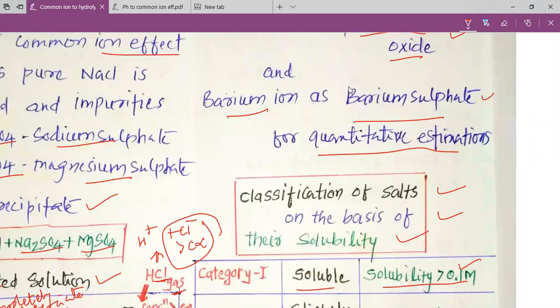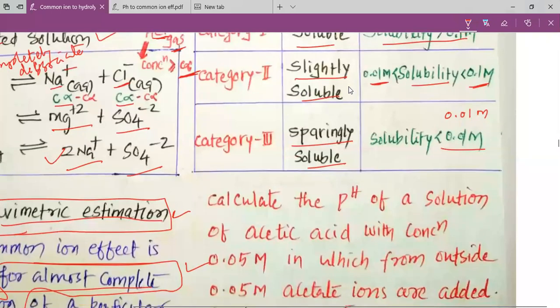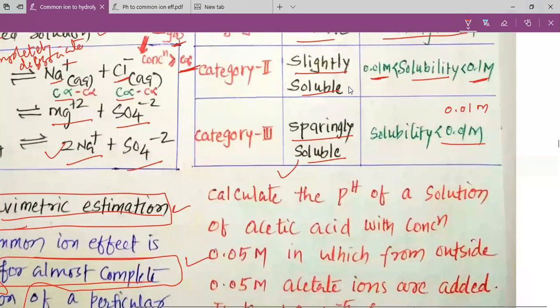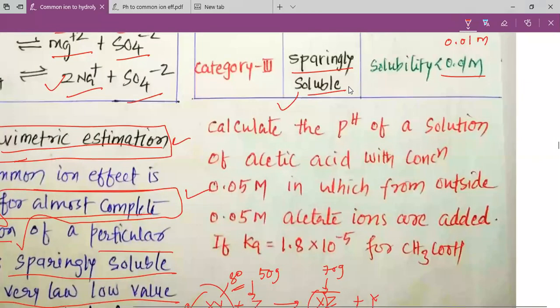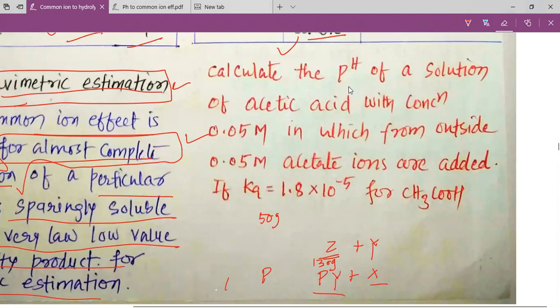And this is how, my dear students, even the sparingly soluble salts are precipitated completely so that the estimation or quantitative analysis of these salts can be done easily using the common ion effect. Now, my dear students, we want to solve one problem so that you can understand the concept well by looking into the practical or useful idea, and you will definitely understand it well.